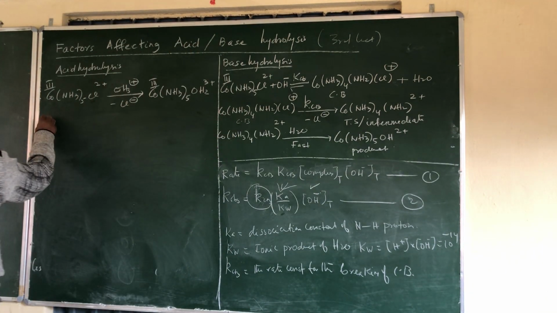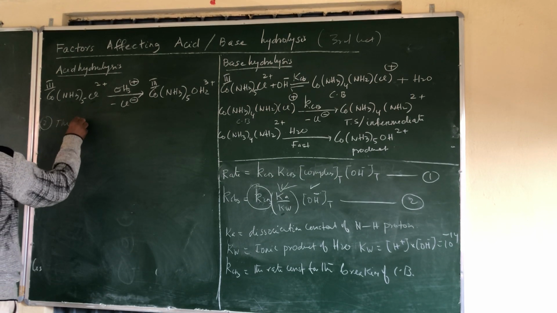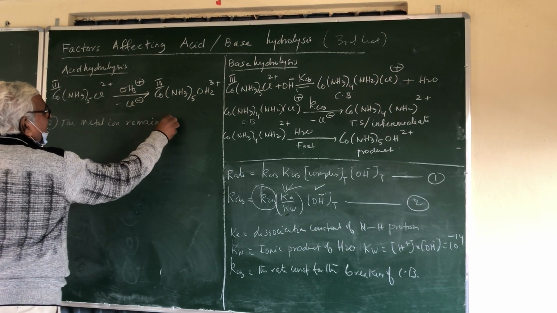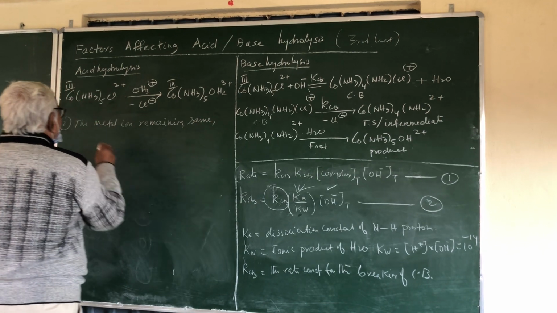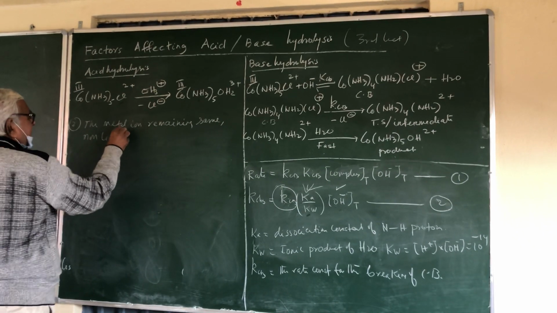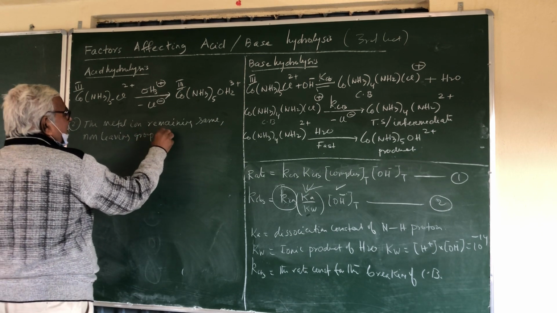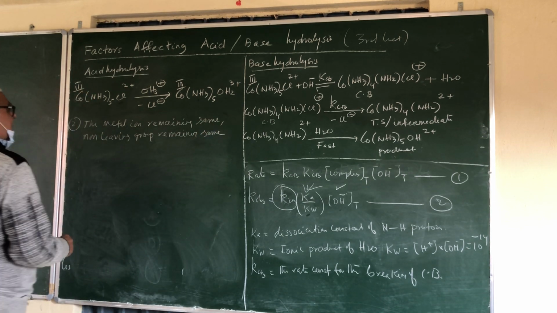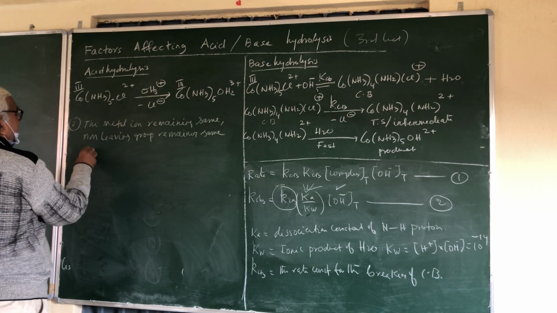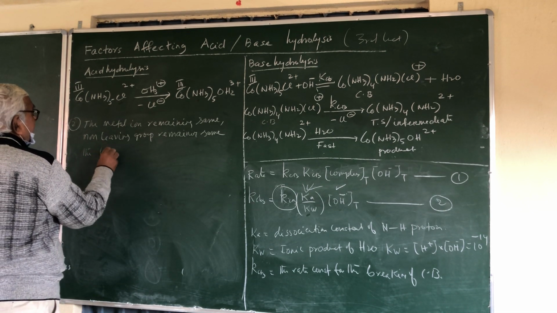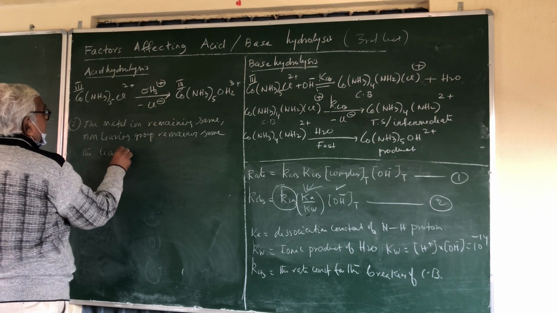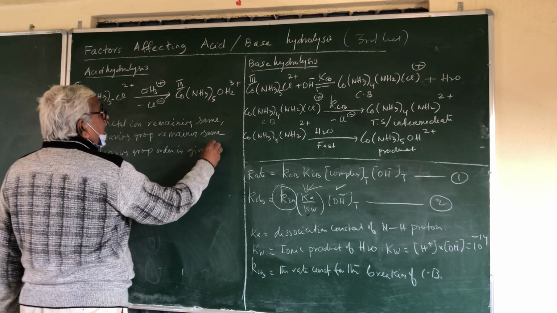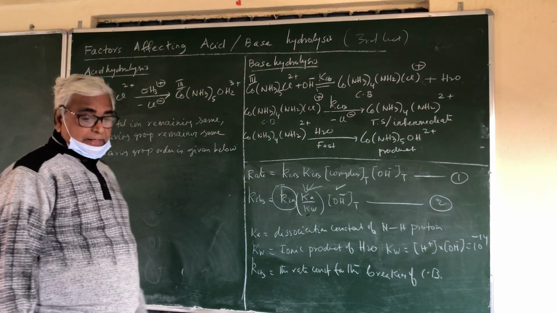So the second factor: the metal ion remaining the same, the non-leaving group remaining the same, the leaving group order is given below. What is the leaving group order?